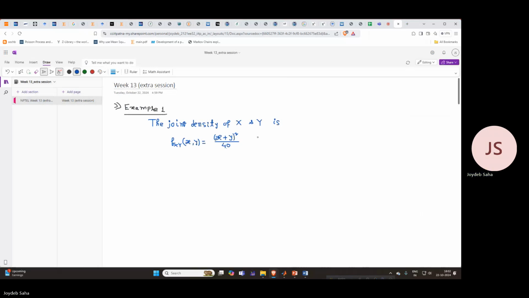for -1 less than x less than 1 and -3 less than y less than 3. Okay, and for any other value it is 0.